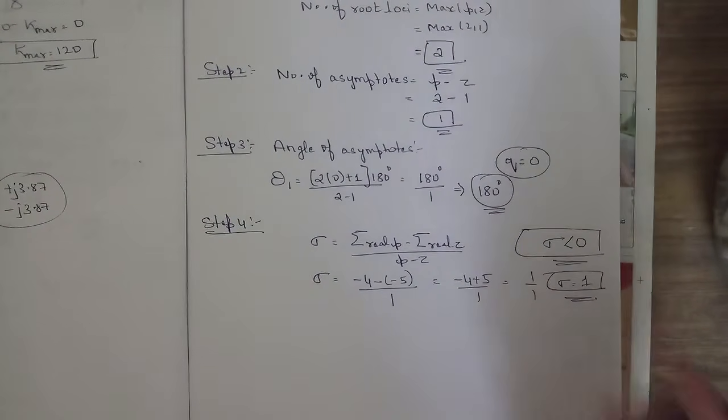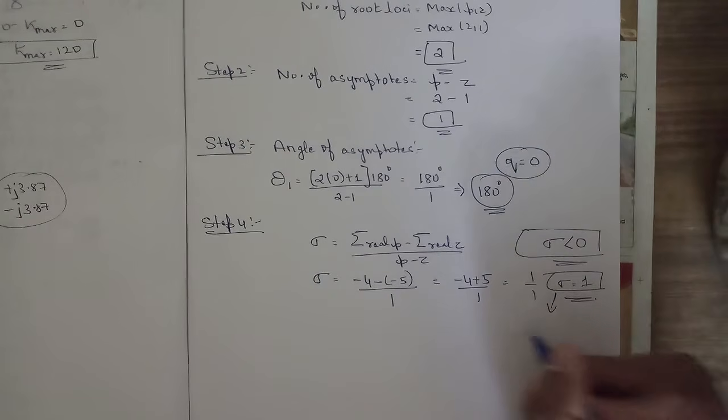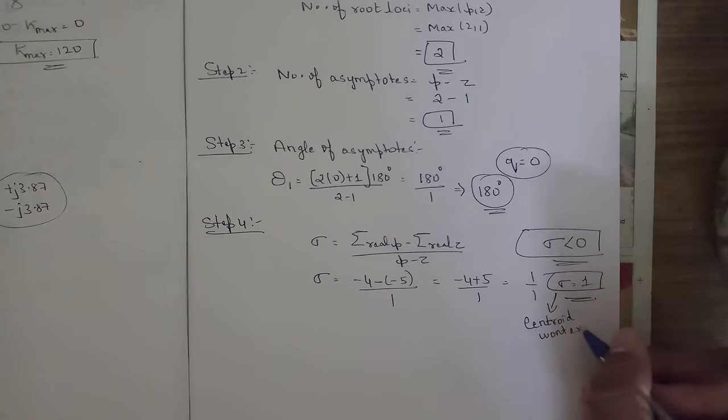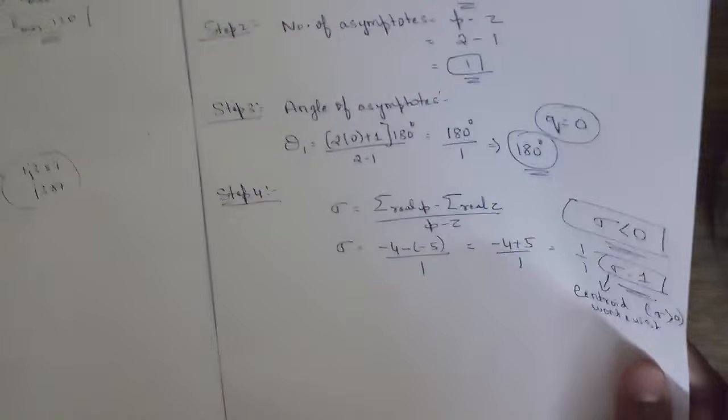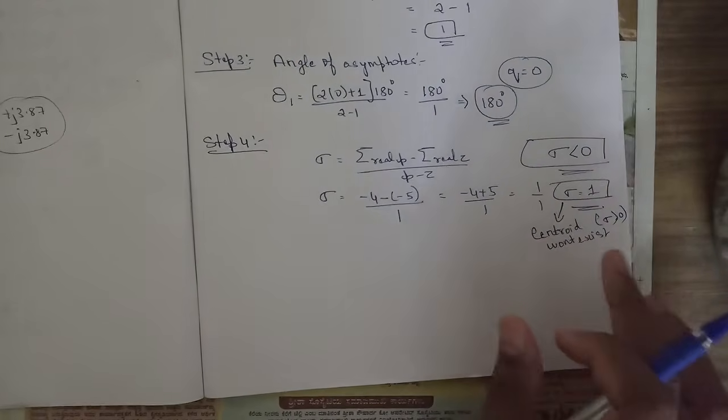So whenever we get centroid greater than 0, that centroid doesn't exist at all. Centroid won't exist whenever sigma is greater than 0. So there is no use of calculating this centroid at all. When you are trying to plot, the centroid is not required.